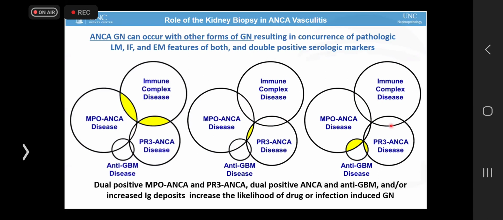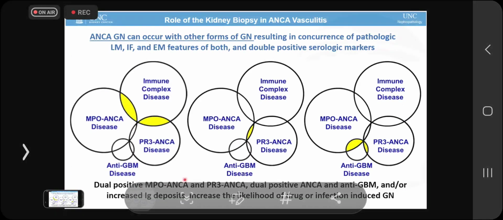When you do have these overlapping circumstances, where you have immune complex disease like an IgA nephropathy that's ANCA positive and has 30% necrosis and crescents, they may very well have overlap with ANCA disease. I've already mentioned the anti-GBM disease. There are occasional, let's say infrequent, if not rare, circumstances where you have both an MPO ANCA and a PR3 ANCA.